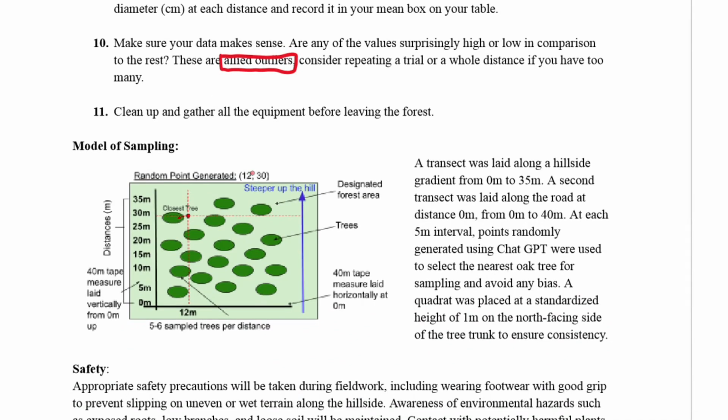Now this really isn't steeper uphill. Further, I think. Was the transect laid across the hill? Along? No, have a think about that.